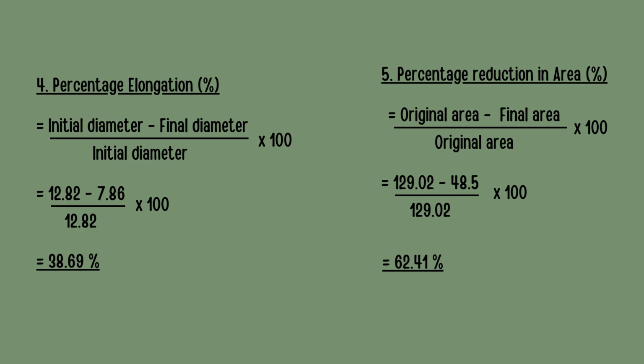38.69%. For percentage reduction in area, we use the same formula as percentage elongation but change it to area. So original area minus final area over original area times 100. The original area, which is 129.02, minus 48.5 over 129.02 times 100, and you will get 62.41%.